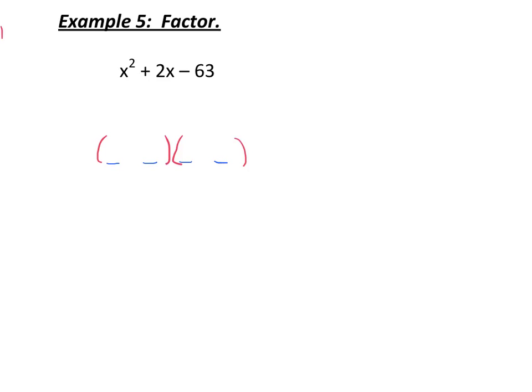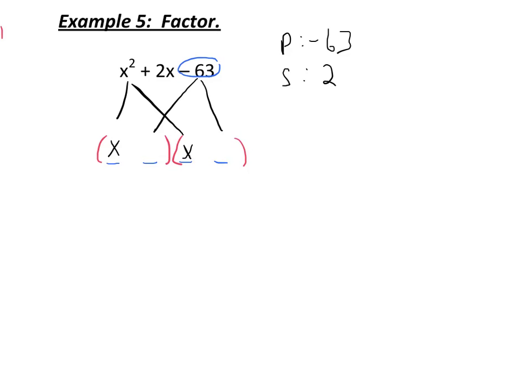Alright, so our first terms must multiply and give you x squared, so that's x and x. We look at our last term, that'll help us get the last two terms. So we're looking for two numbers that have a product of negative 63 and a sum of 2. Hopefully this one will give us something. So again, we have negative 63 times 1, or 63 times negative 1. And I'm laying out everything, but as you go you'll know that some aren't going to be possible at the very beginning, so you don't even have to try them, but I'm being very thorough here.